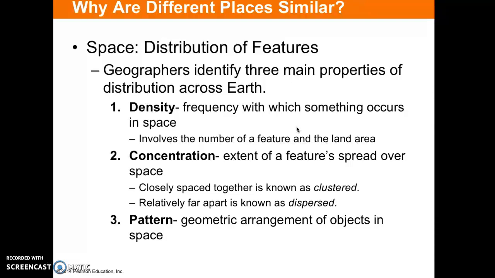So I would say Palm Beach County has a pretty high density of Starbucks. However, there is not one near my house. So they are clustered together in places where I don't live.